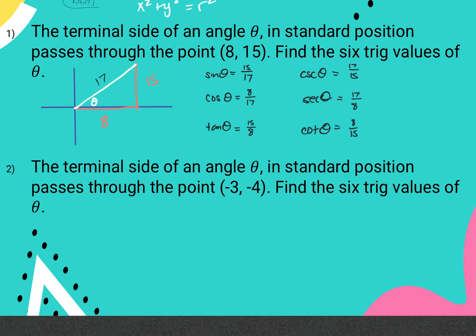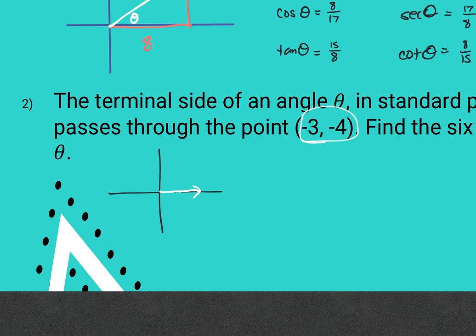Okay, go to number 2. Number 2 says the terminal side of an angle theta in standard position passes through the point -3, -4. Find the 6 trig values. So standard position means it would start over here, right? But I don't always need that to use my triangle. What I really want to do is just go to this coordinate point. -3, -4 tells me I'm moving left 3 and down 4.